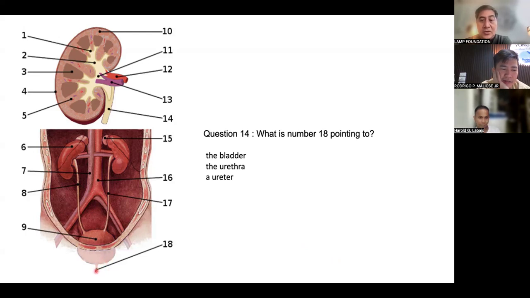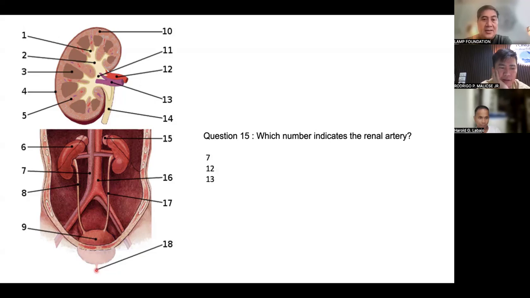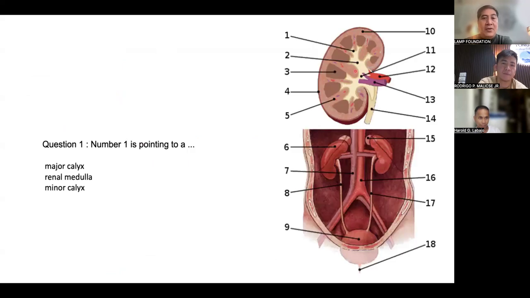That's the urethra. Which number indicates the renal artery? Pointing number 12. Number 1 is the minor calyx.